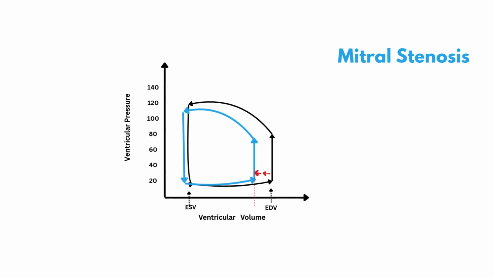Hence, we have the shape we have of the pressure volume loop right here, with the end diastolic volume being less than in a normal functioning heart. Also, we see that the stroke volume is significantly decreased. It makes sense. With less preload, there should be less stroke volume.